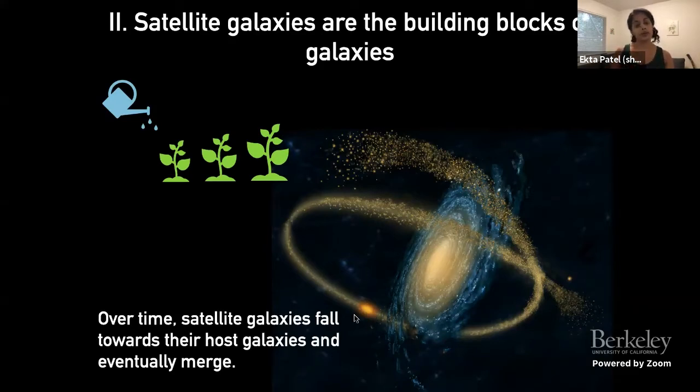And it's getting so close to that host galaxy that its stars are quite literally being stripped away from the main body of that satellite galaxy. So that's what you see in these ribbons of stars, which we often refer to as stellar streams. And eventually what will happen is that this satellite galaxy will completely merge into the host galaxy that it's orbiting around. And it's through multiple of these processes that these satellite galaxies help to build up the mass and the size of the galaxies that they're orbiting around, which in this case I'll call host galaxies.